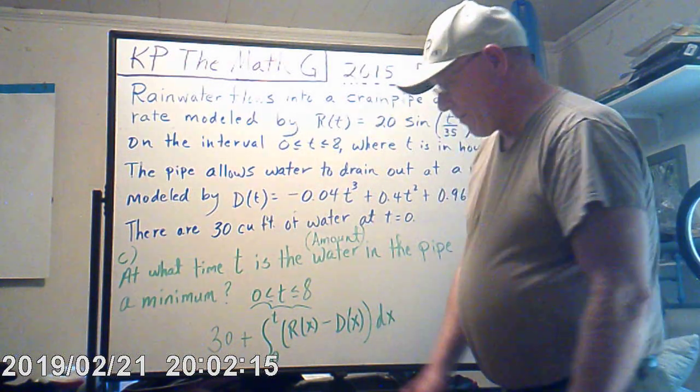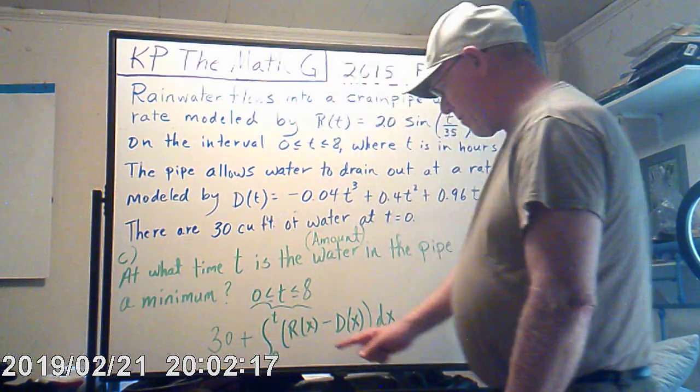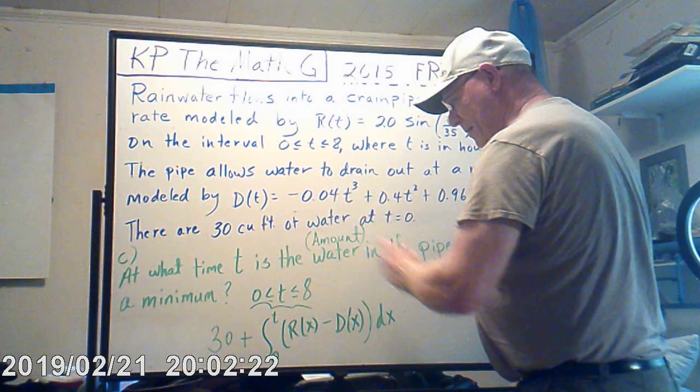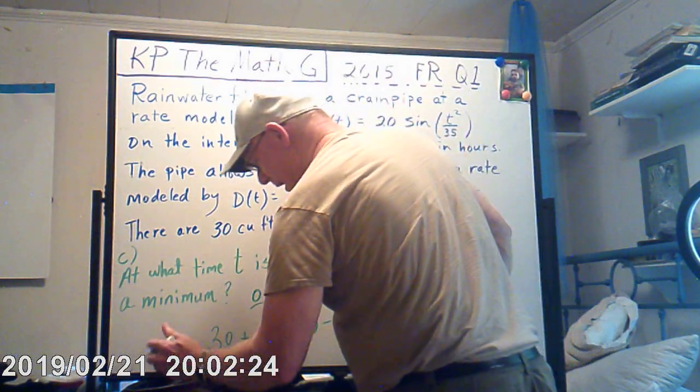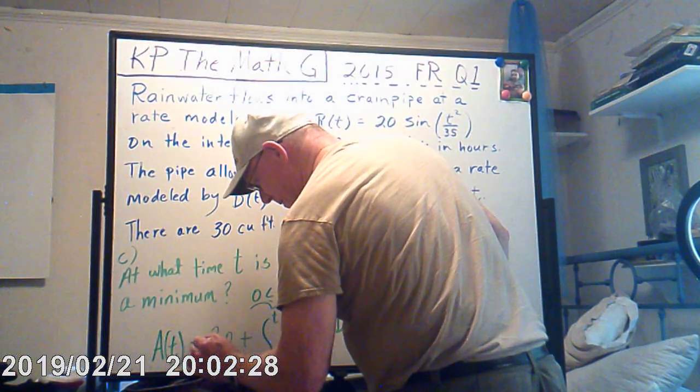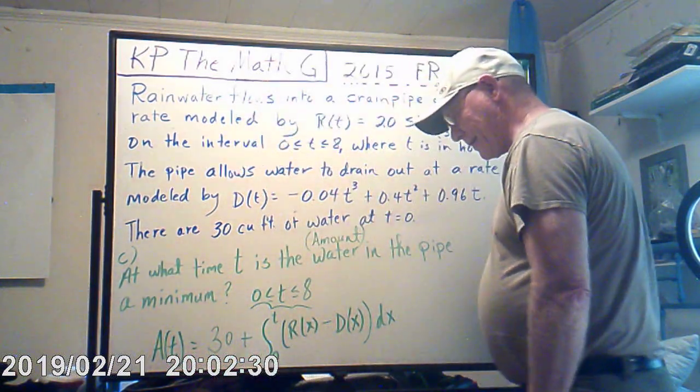Okay, you already have 30. Now what do you want to do with this? Now you remember this is the total amount. So we might say A of T, like that.